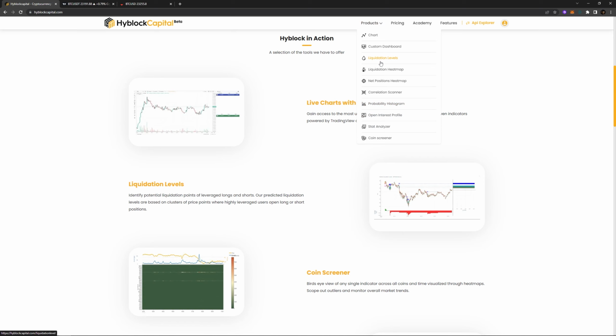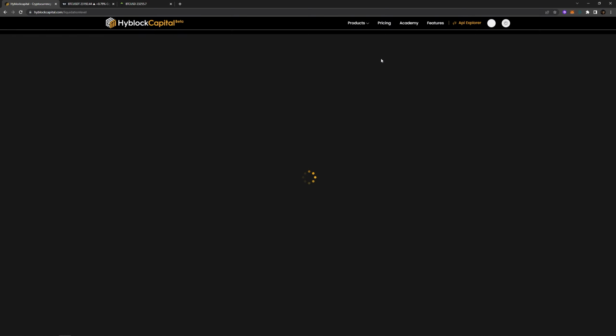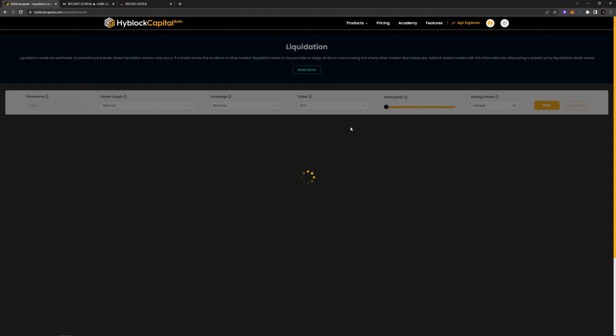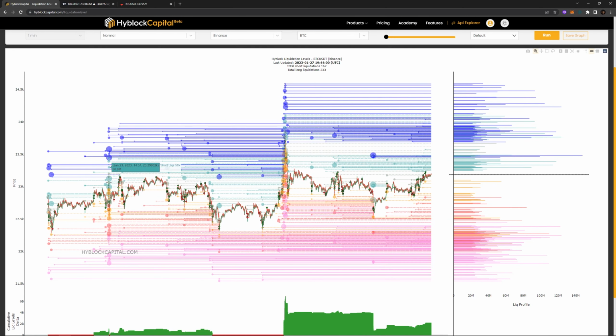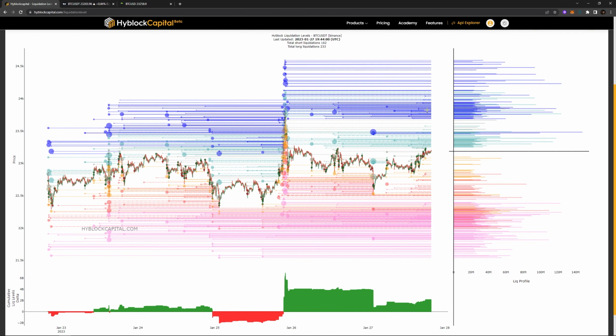Let's look at the products they offer us. Let's dive into the liquidation levels map. As you can see, the liquidation levels have already loaded. You're probably a bit confused, but honestly, once you understand this, it's very easy to use. On the upper hand, you can see all the liquidation levels of the current price. This here is the current price of Bitcoin, and above are all the short liquidations and below are all the long liquidations. So what do all these levels mean?